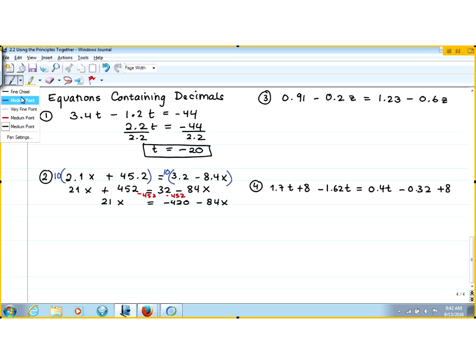Then what do I do to my x? We bring it to the other side, so plus 84x on both sides. So we write it to both sides, if we decide to write it. What is this? 105x is equal to negative 420. Right? And then divide by 105 on both sides. So x is equal to negative 4. So is it 4?